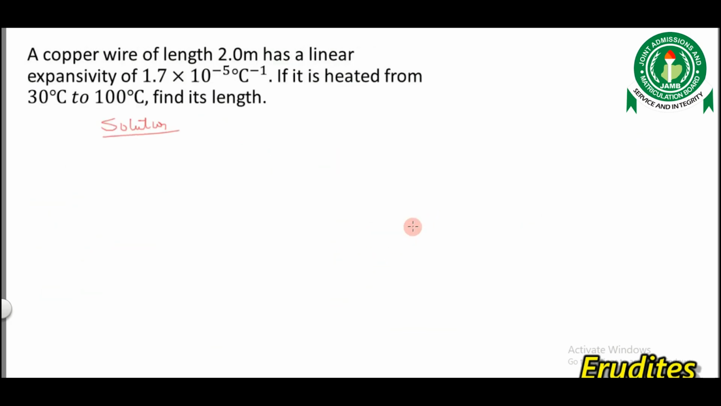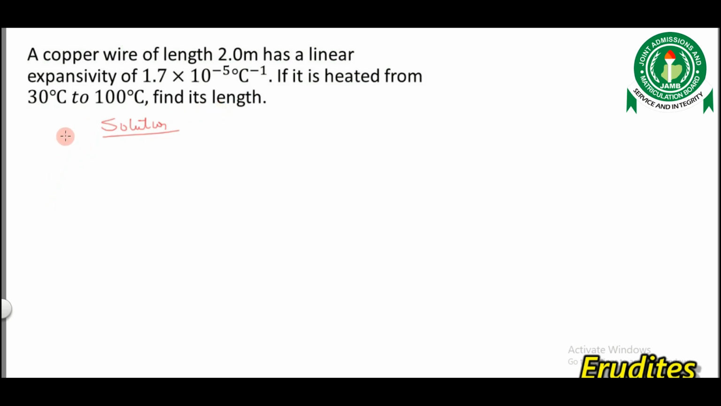Let's look at the next question. A copper wire of length 2 meters has a linear expansivity of 1.7 times 10 raised to the power of minus 5 per degree Celsius. If it is heated from 30 degrees Celsius to 100 degrees Celsius, find its length.